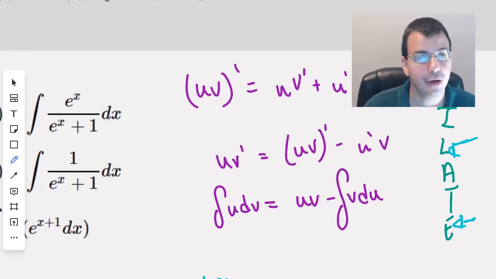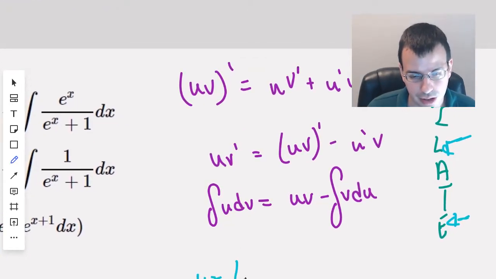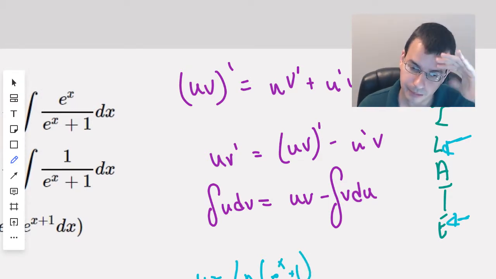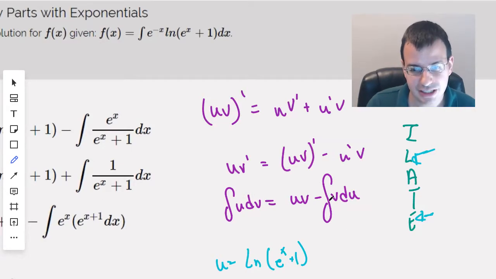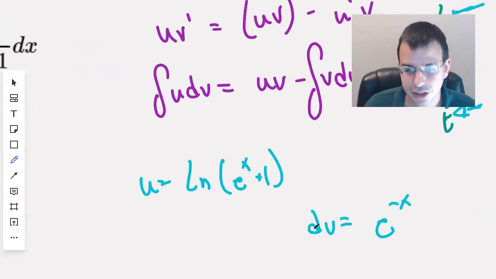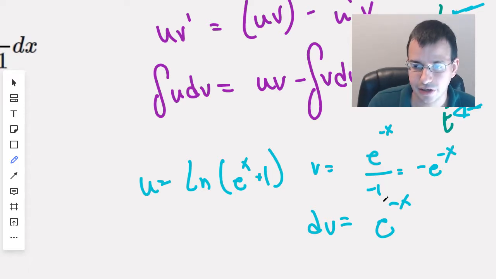Okay, so then u is the natural log of e to the x plus 1. And then we have dv, which will be e to the negative x. So then v will be e to the negative x divided by negative 1, which is the same thing as multiplying by negative 1, so it will be negative e to the negative x.